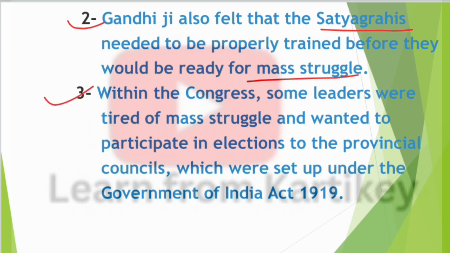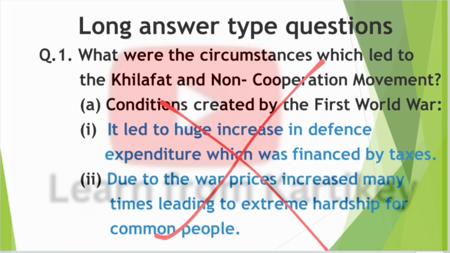Third point, within the Congress, some leaders were tired of mass struggle and wanted to participate in elections to the Provincial Council, which were set up under the Government of India Act 1919. So now we are moving to long and short type questions. So question number first, deleted.